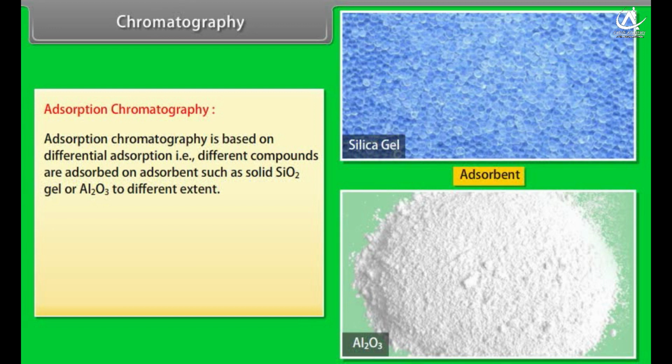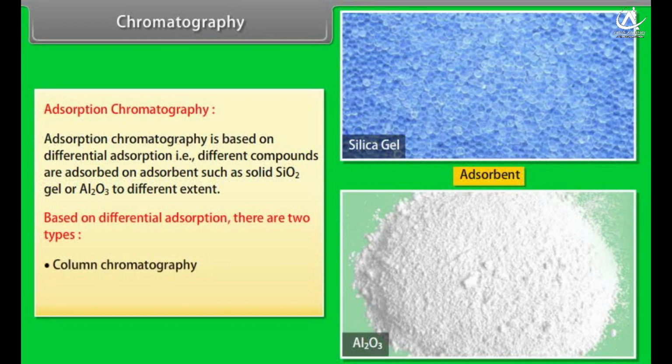Adsorption chromatography is based on differential adsorption, that is, different compounds are adsorbed on an adsorbent such as solid SiO2 gel or Al2O3 to different extents. Based on differential adsorption, there are two types: column chromatography and thin layer chromatography.